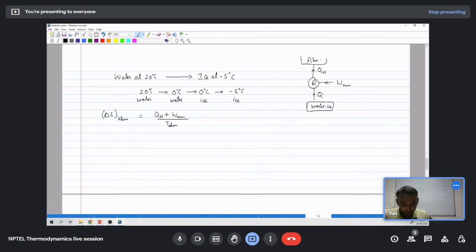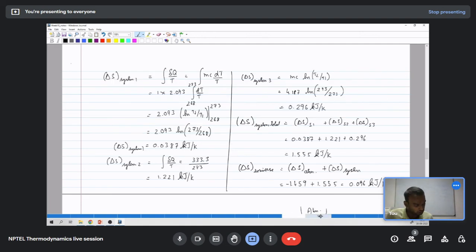And we know the change in entropy of the system, which is already calculated as 1.555.